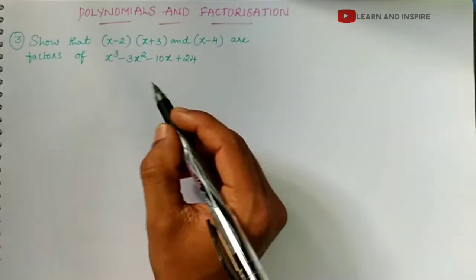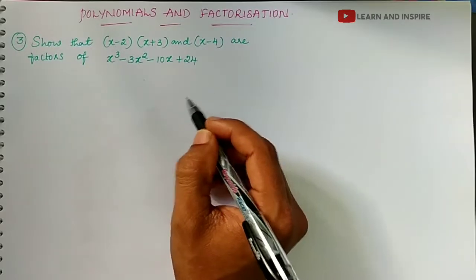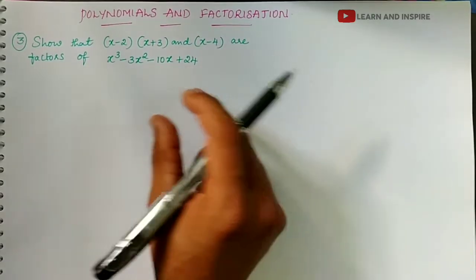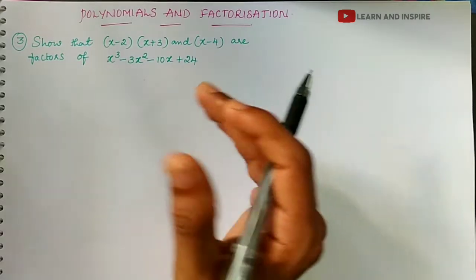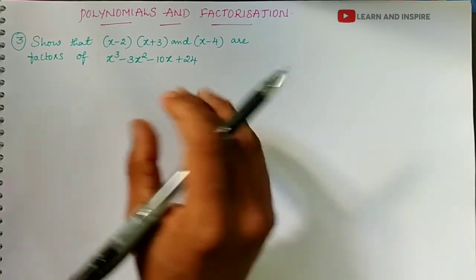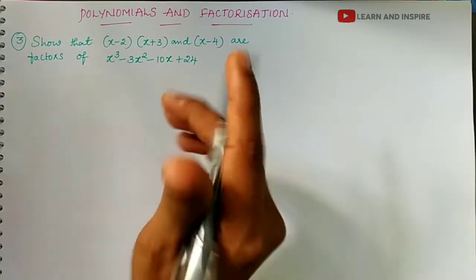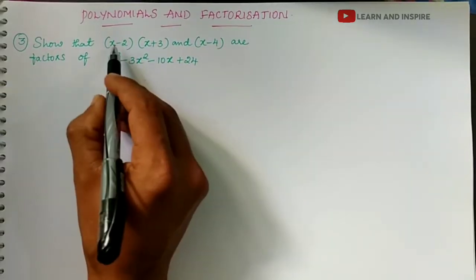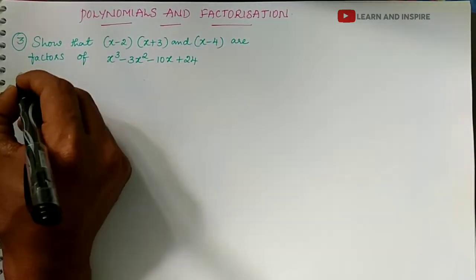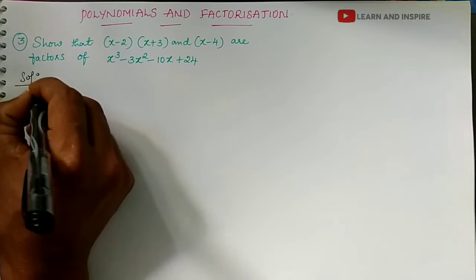As we have discussed in the previous problems, what is a factor? If the remainder is 0, then it is a factor of the given polynomial. If the remainder is not 0, then it is not a factor of the given polynomial. So we have to show that all these three are the factors of the given polynomial. First I write the given polynomial.